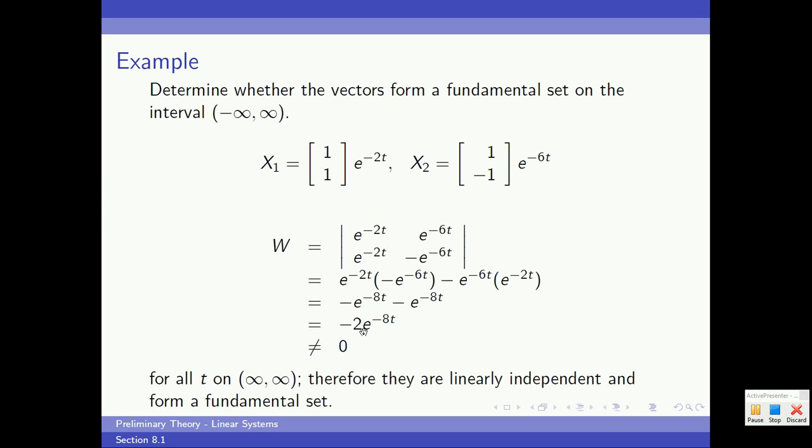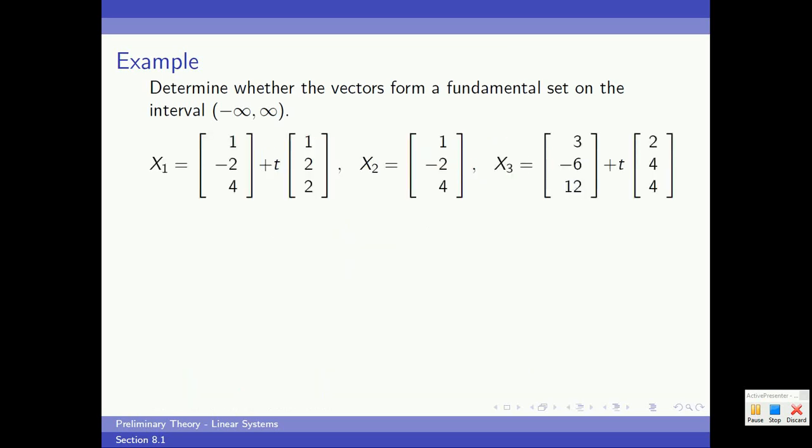So it forms a fundamental set. Okay, so now let's look at this one. So this x is just a vector. If I combine these, I have 1 plus t, minus 2 plus 2t, 4 plus 2t. It's just a vector. Same as x3, 3 plus 2t, minus 6 plus 4t, 12 plus 4t.